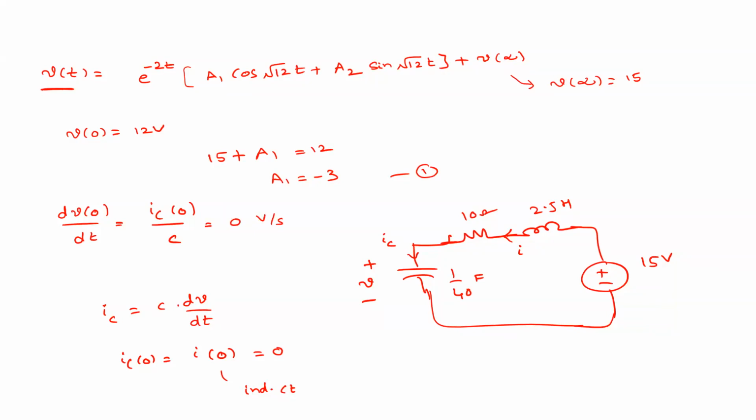So what is the next step? We need to find dV of t by dt, and after that substitute t equal to 0 and equate that entire thing equal to 0. So what is dV of t by dt? Find out dV of t by dt. What will you get?